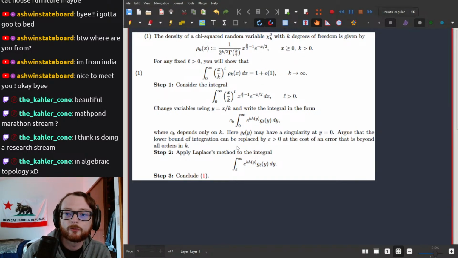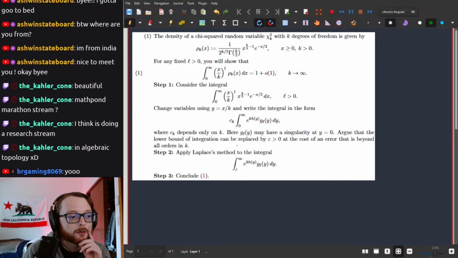Okay, so the question on the screen. The density of a chi-square random variable, chi sub k squared, with k degrees of freedom, is given by this bad boy.